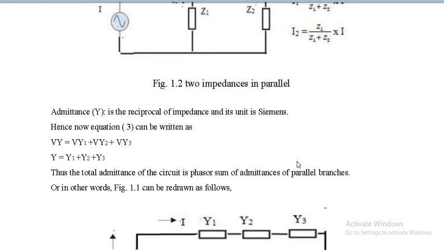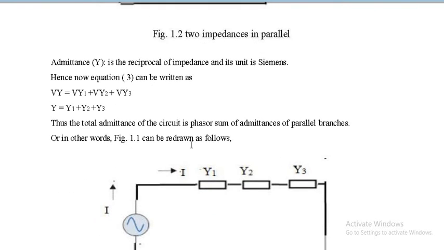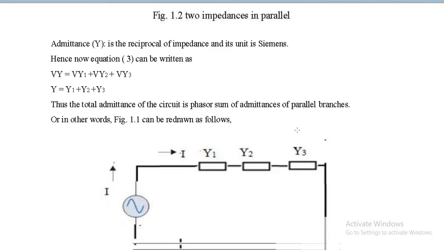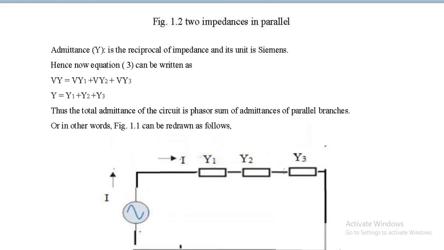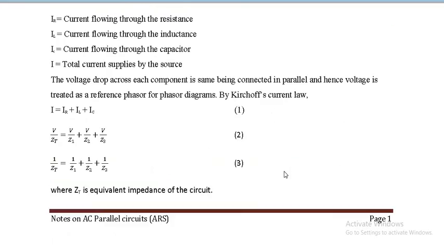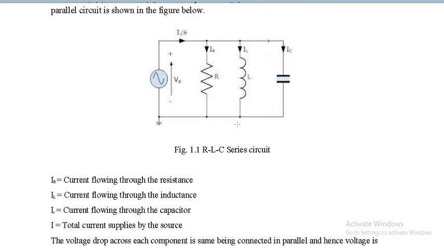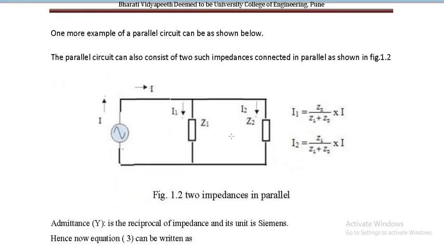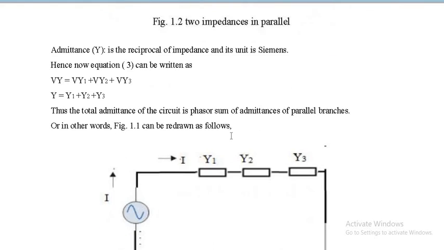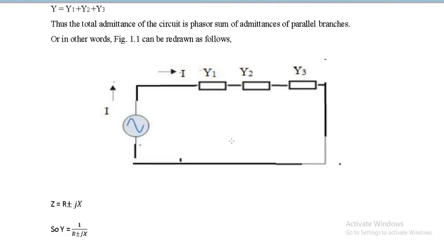Now let us proceed further. The total admittance of the circuit will be the phasor sum of the admittances of the parallel branches. You can see that in the circuit I drew in the first diagram, I name this Z1, this Z2, and this Z3. This circuit can be redrawn in terms of Y as shown here, in terms of Y1, Y2 and Y3.